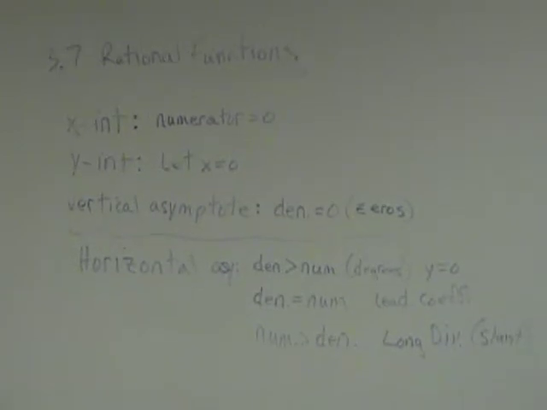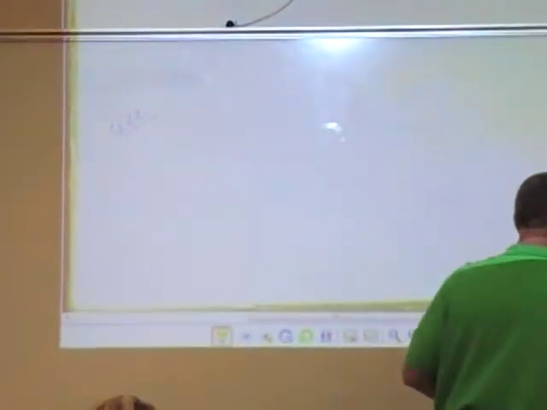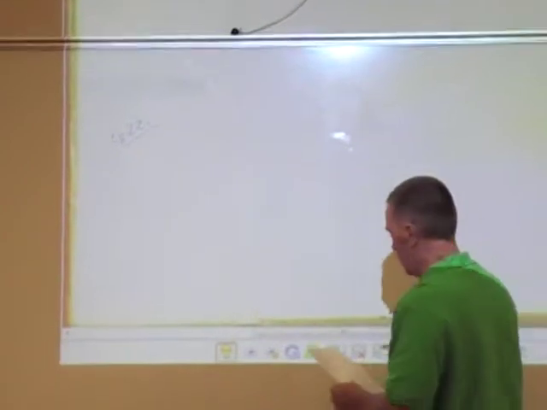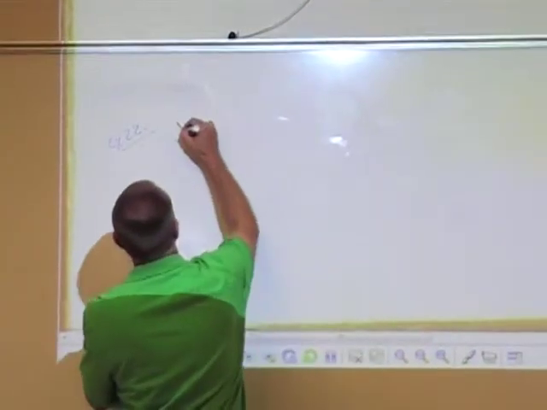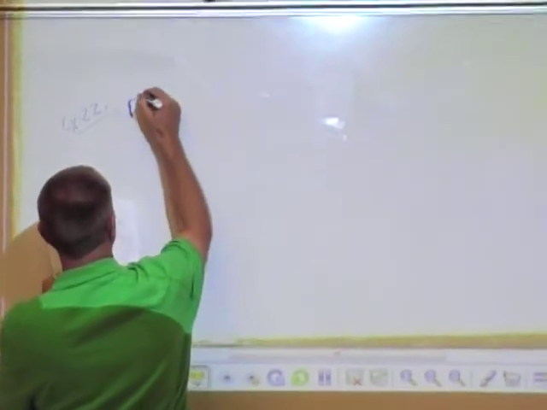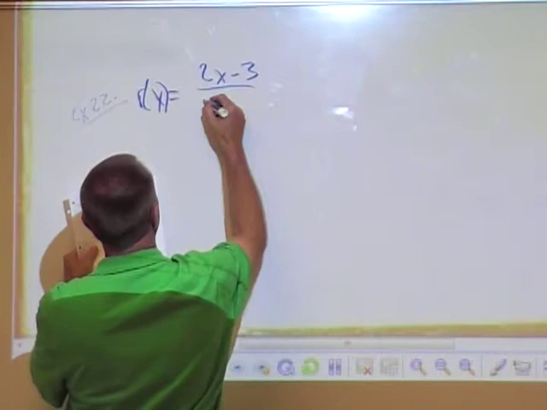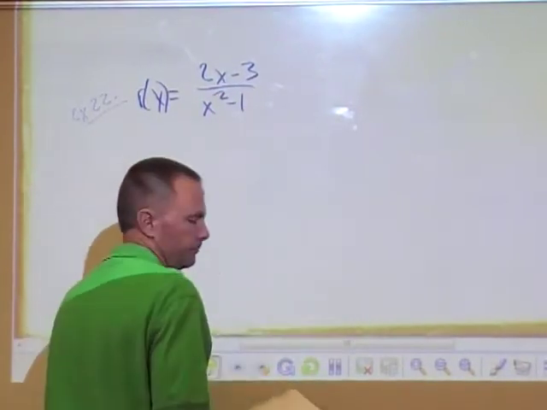All right, let's do some examples. This is number 22. R of x equals 2x minus 3 over x squared minus 1.